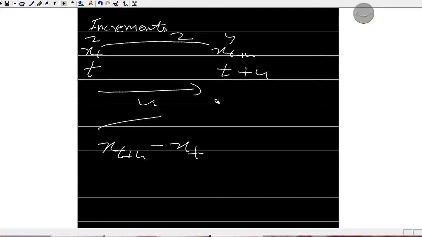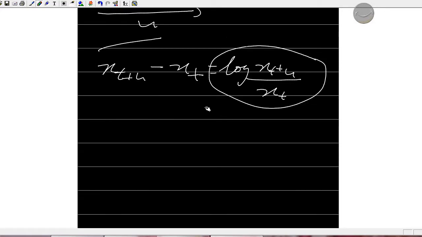Let's take the log of this, and if we take the log of this, it will become log x(t+u) minus log x(t) because of the basic log formula. Basically, when we take the log of both these, x(t+u) and x(t), it will take this form of division, right? So this is basically the increment when we take the log of it, right?